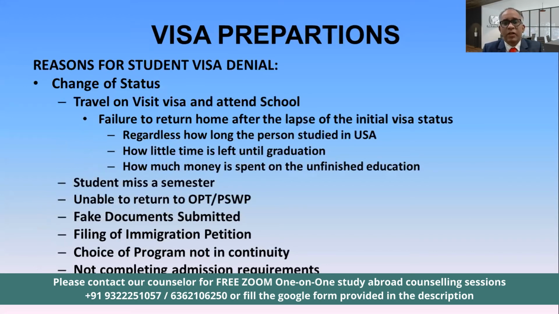Change of status. You go on a visit visa, then you get admission and attend the school. Then whenever you come back for your visa stamping, you will be refused because you misguided the visa officer. You got the visa on a visit visa while your purpose was to study. So the visa officer will reject. You have to be genuine.